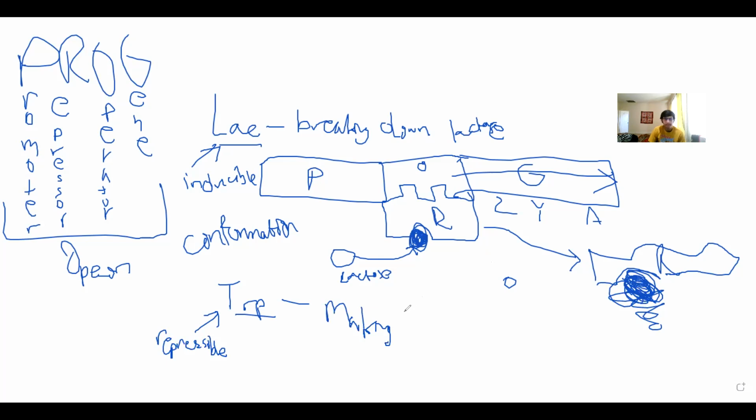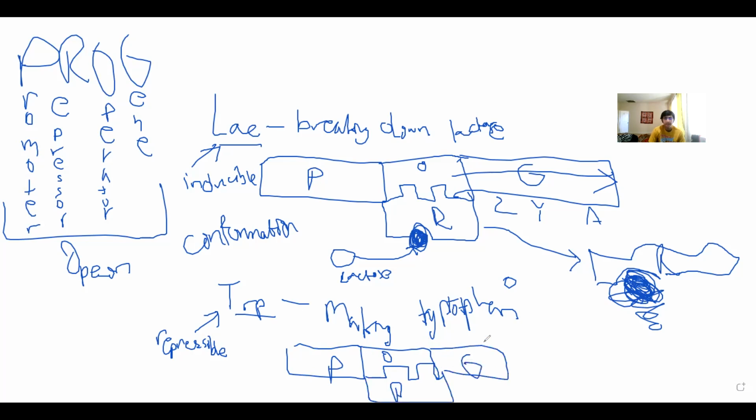Yeah, making tryptophan. So the trp operon helps make tryptophan like that. Okay, so once again, we have our promoter region. We have our operator, and then we have our repressor protein that binds to it. And then we have the genes. So in the gene for this, the order of this is E.